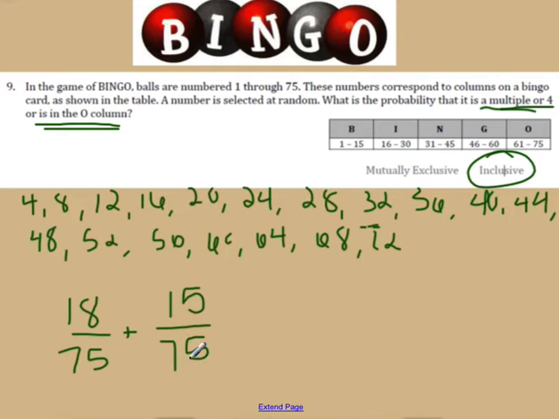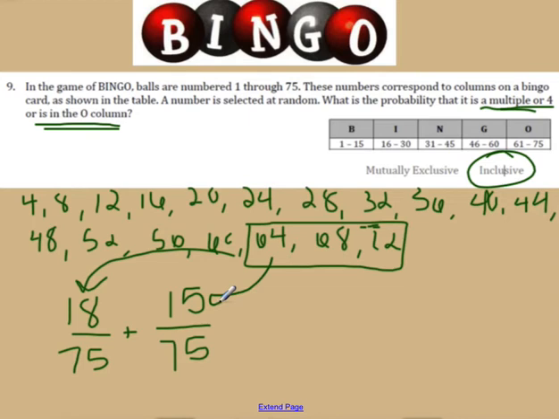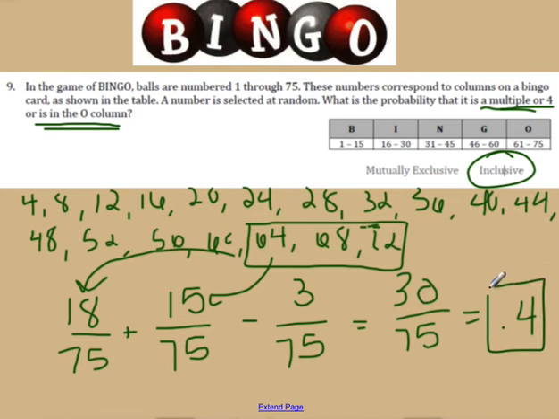Now, there are a couple that are included in both. So 64 and 68 and 72 are being counted in this probability and in this probability. So we have to subtract 3 out of the 75 because there's 3 numbers that are being counted for both. So then we're going to add 18 plus 15 minus 3, and that's going to give you 30 divided by 75, which gives you 0.4. So that means there's a 40% chance of you getting a multiple of 4 or that it's in the O column.